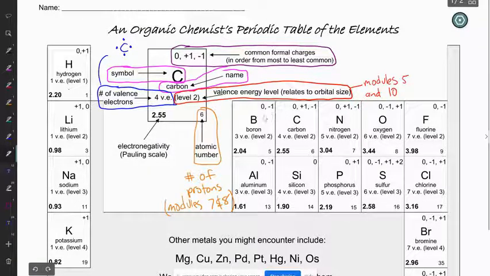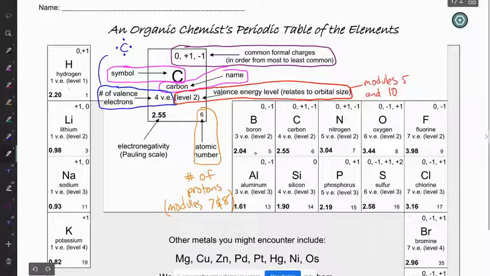So most often you'll see 0 formal charge. You'll see carbon with a positive more frequently than you'll see carbon with a negative. You'll see nitrogen with a positive more frequently than you'll see nitrogen with a negative. But for oxygen, it's reversed. You'll see oxygen with a negative more frequently than you'll see oxygen with a positive.